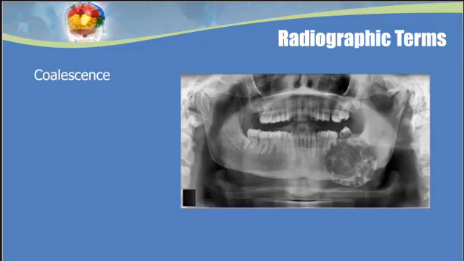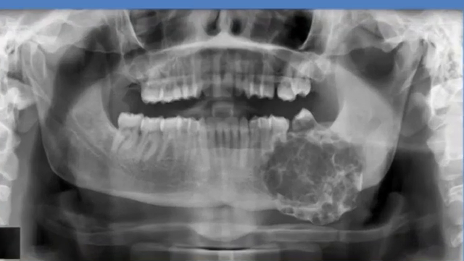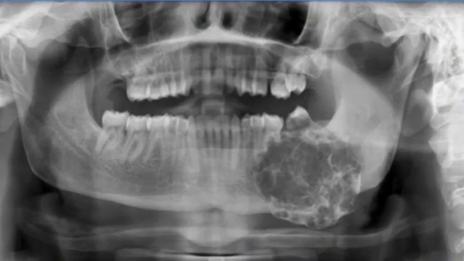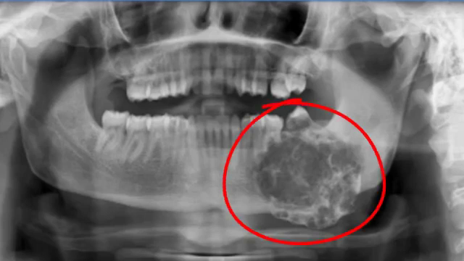The first one would be coalescence. This is going to be a fusing together or growing together. We might use this term when the edges of a lesion have grown together with other structures that make it difficult to define the border. In this picture, it's difficult to determine the exact border of this lesion because the lesion has coalesced with the surrounding tissues. So it's really just destroying everything in its path.